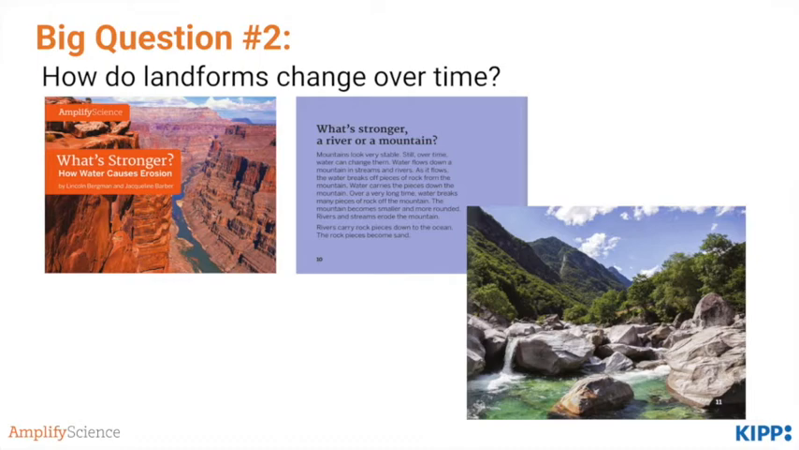In the following lesson, students read the book What's Stronger? How Water Causes Erosion, and every section of the text poses the question, what's stronger? Water versus this, or water versus that. Give an example. What's stronger, a river or a mountain? The answer is a river. Mountains may look big and stable, but over long, long periods of time, deep time, water breaks off pieces of rock from the mountain, carries it down, and the mountains become smaller and more rounded, and little by little erode even further. And ultimately, all mountains wash into the sea, eventually, to paraphrase Jimi Hendrix.